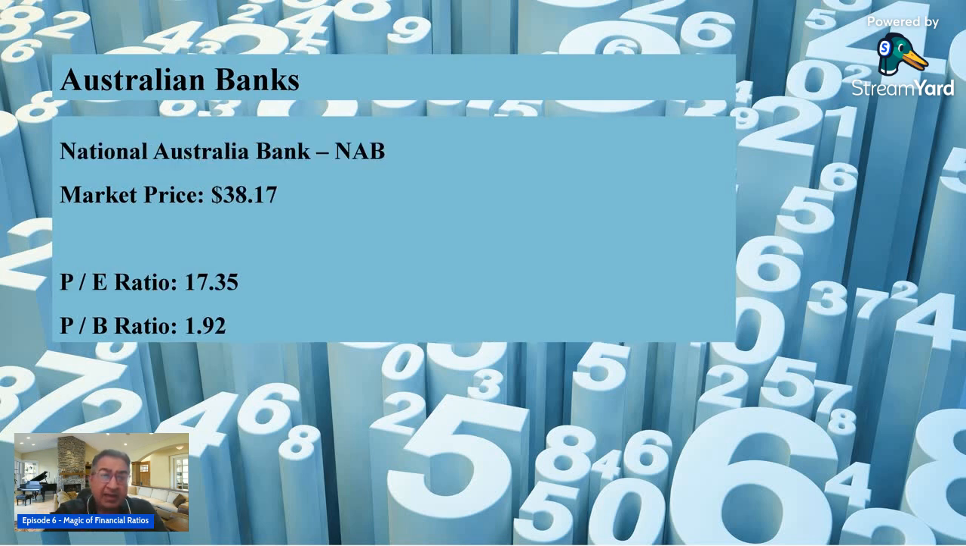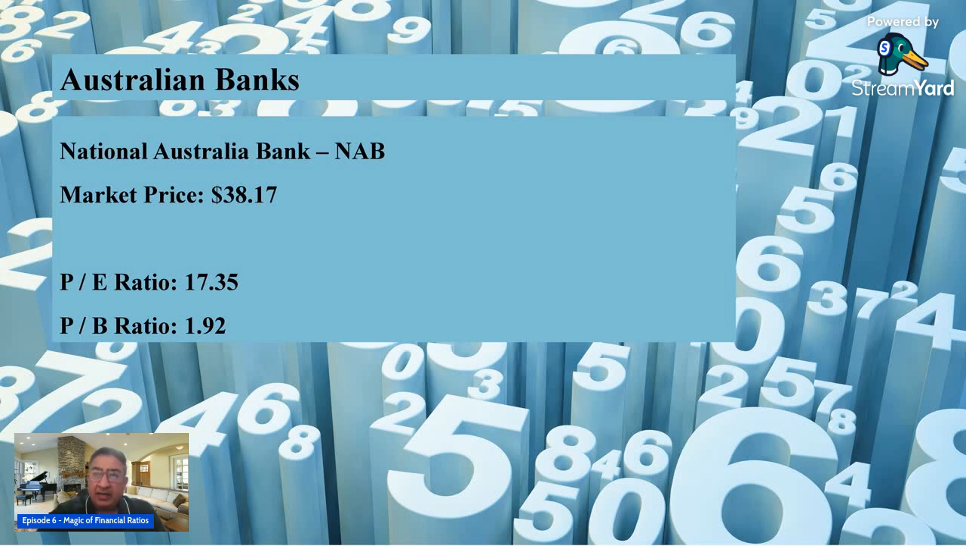The last bank we have is the National Australia Bank, and the National Australia Bank, as of this recording, has a market price of 38.17, resulting in a PE ratio of 17.35 and the PB ratio of 1.92.